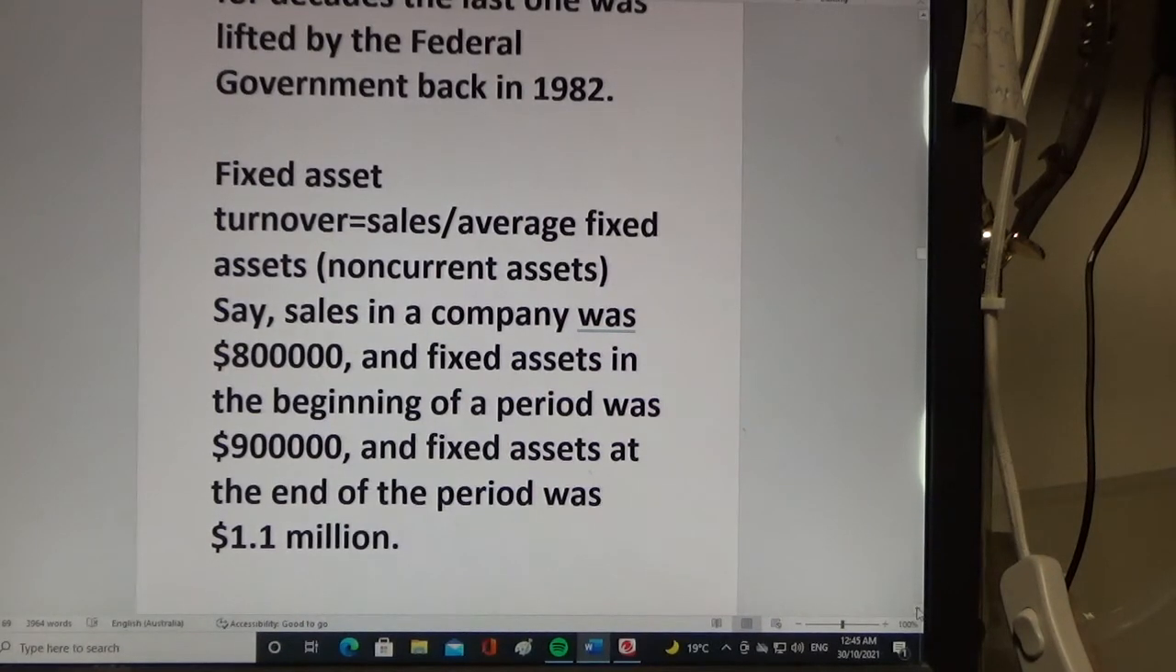Fixed asset turnover equals sales over average fixed assets. Do you know what fixed assets are? They're non-current assets, right? As opposed to current assets, which are like variable assets, okay? So that's what fixed assets are, non-current assets. They're assets that are used for longer than a 12-month period.